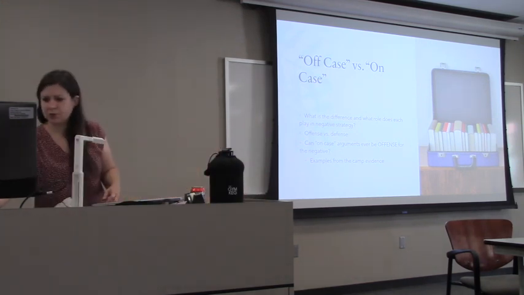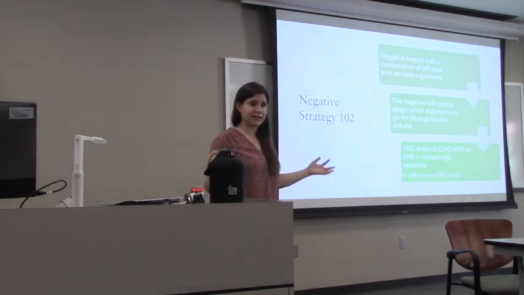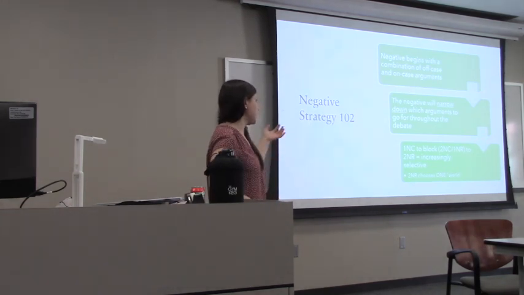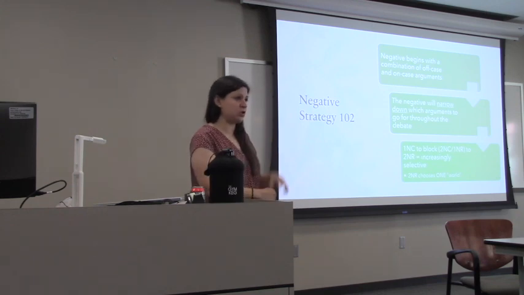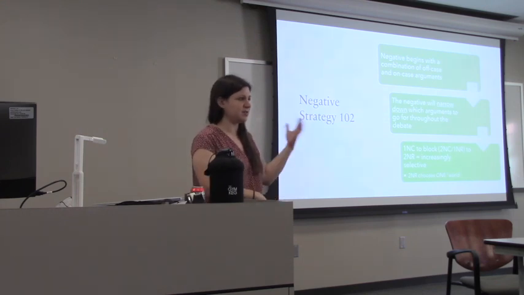So, thinking about the role of the negative and the process that you're going through when you're negative, the negative starts with a combination of off-case and on-case arguments. In the demo debate yesterday, there was an off-case argument, which was what? And then a set of on-case arguments. They read some turns like we talked about, and then they made some defensive arguments. So a combination of those different things, right?